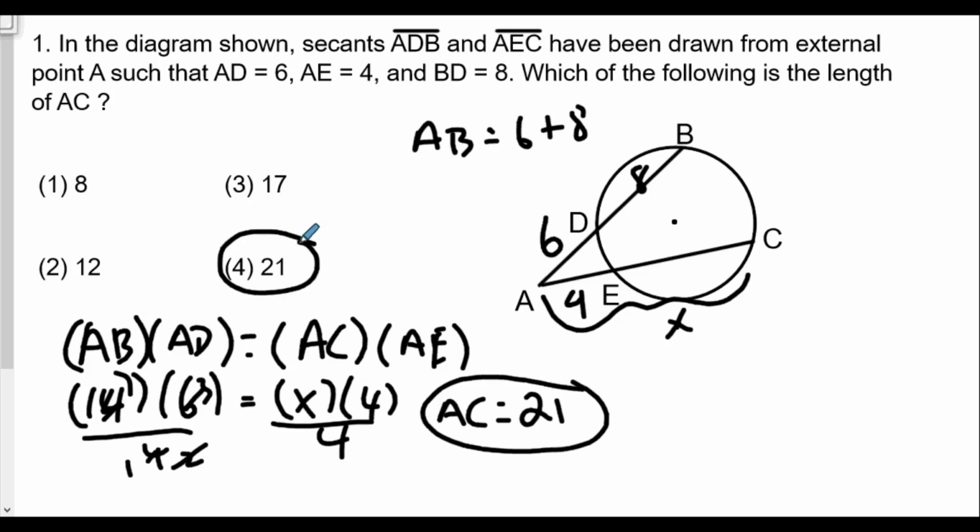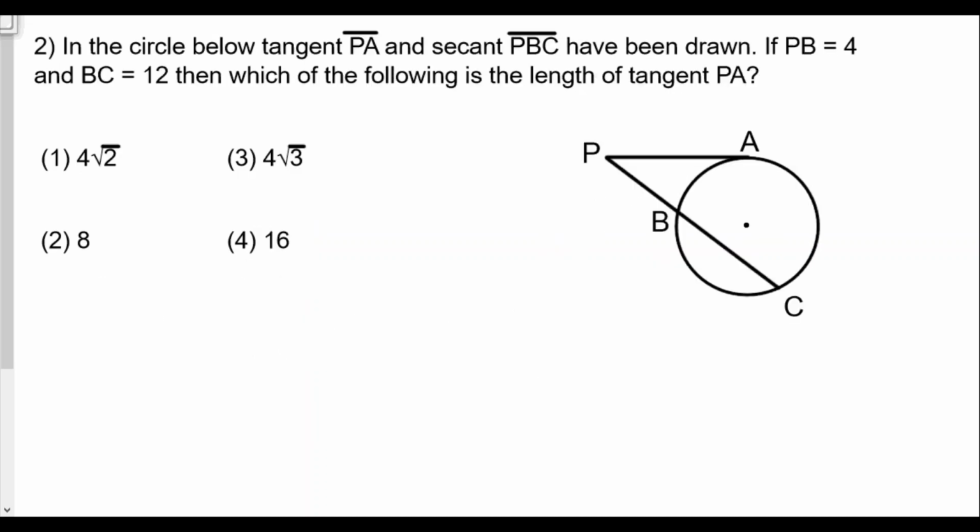Again, we have two secants meeting outside of a circle. The product of the secant times its external segment is equal to the product of the other secant times its external segment. Question number 2. In the circle below, tangent PA and secant PBC have been drawn. If PB is 4, and BC is 12, which of the following is the length of tangent PA, which we call x?